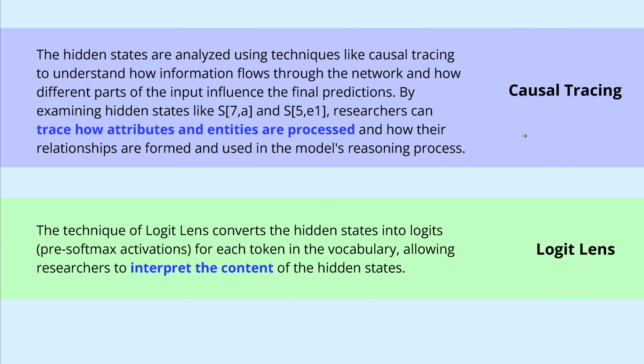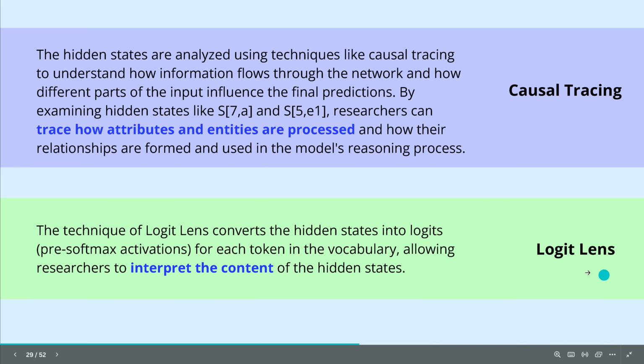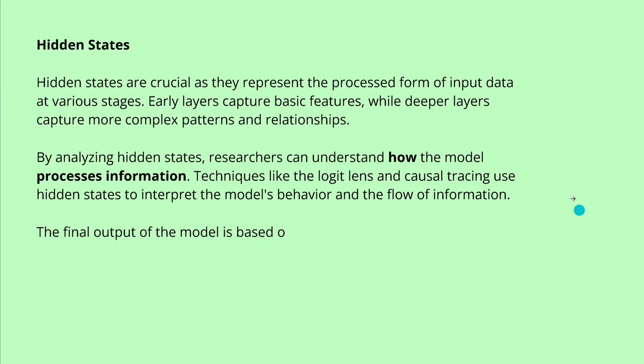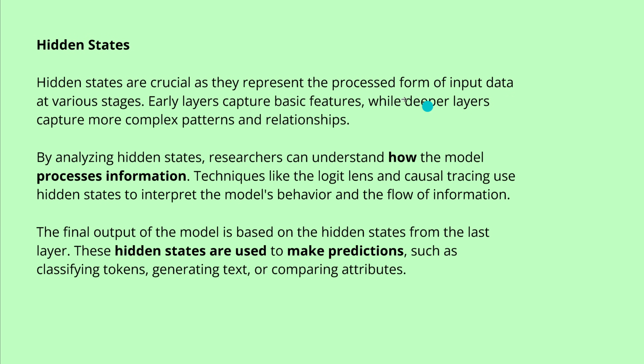And of course, we used here again our 2 methodologies of causal tracing and logit lens. So causal tracing, again, traces how the attributes and the entities are processed and how their relationships are formed and used in the model reasoning process if we go through all the different layers of our transformer architecture. And the logit lens helps us here to interpret the contents of the hidden states. Beautiful. For my green grasshoppers, just to read, this is again a short summary of the hidden states.